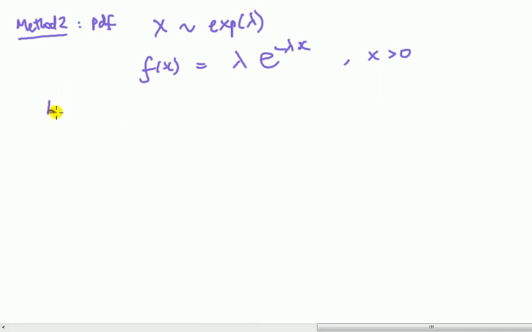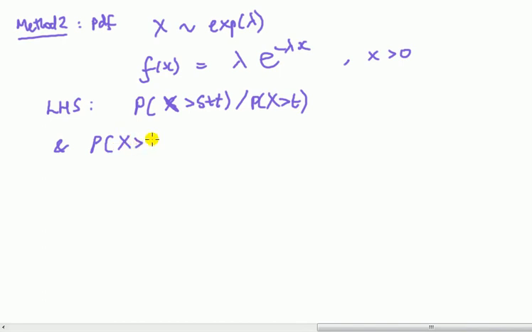Okay, same thing as before. The left hand side now we can just say is the probability of x bigger than s plus t divided by the probability that x is bigger than t. And so we'll look at each of these guys. So first, the probability that x is bigger than s plus t is equal to, we want to integrate this PDF with respect to x from s plus t. Where's the upper limit? Well, x can be bigger than 0, so it hasn't got an upper limit, it's infinity. So that's what we want to calculate.